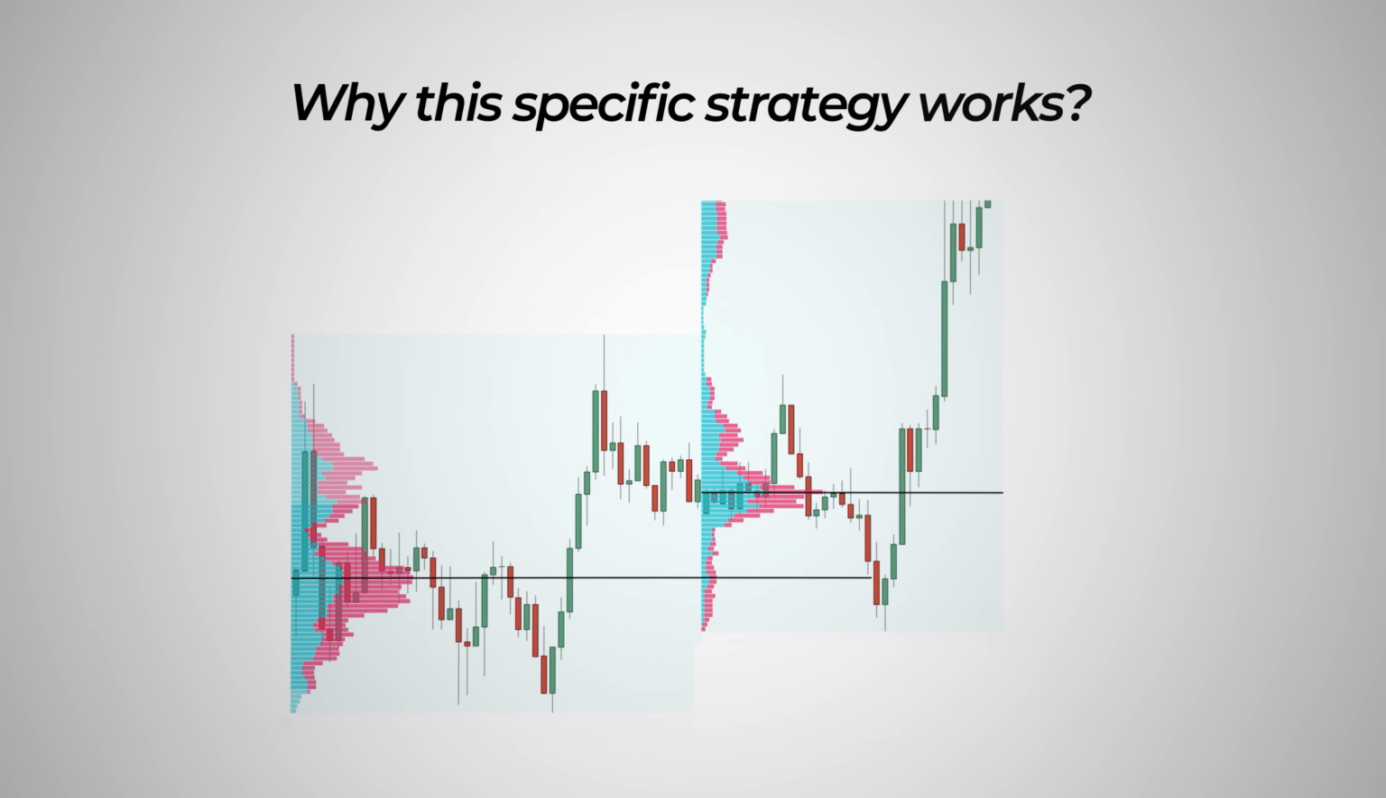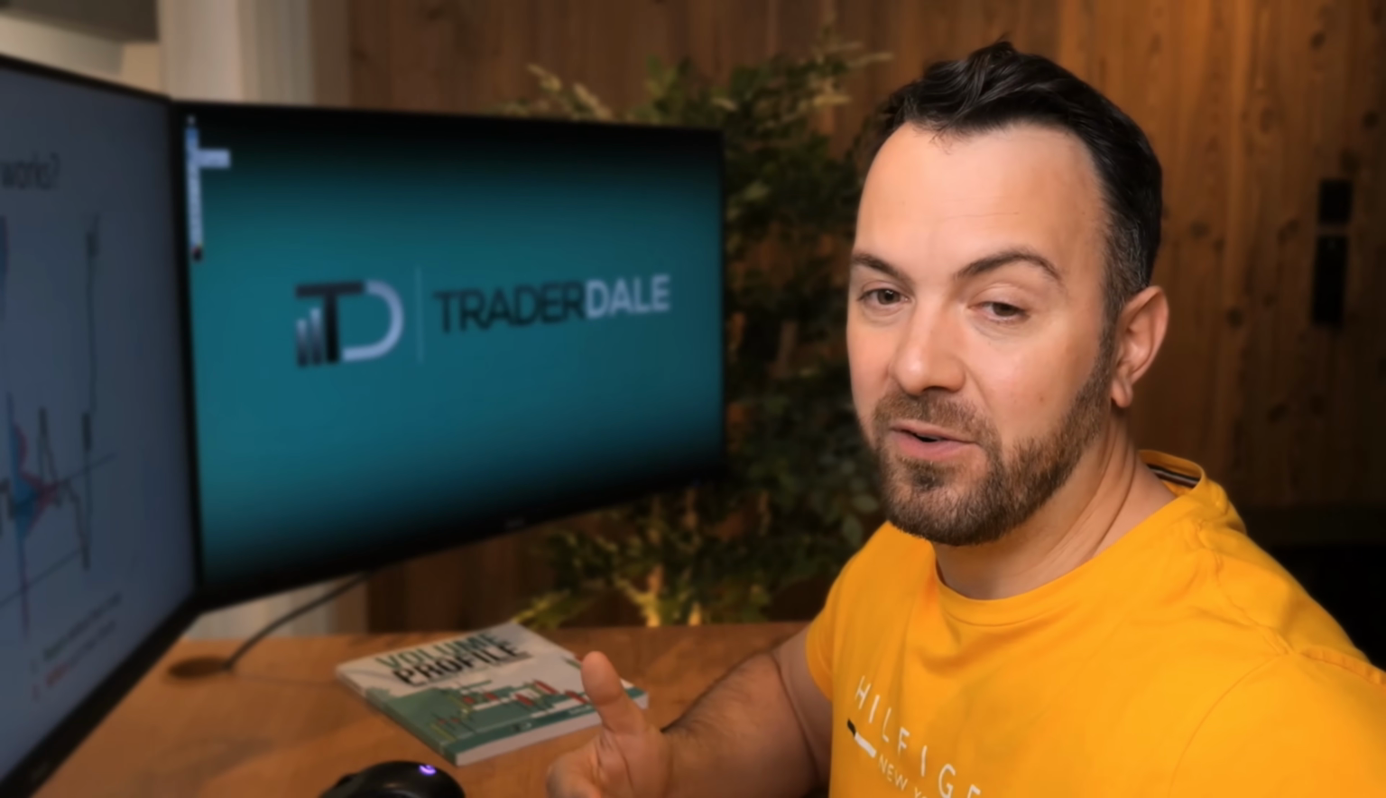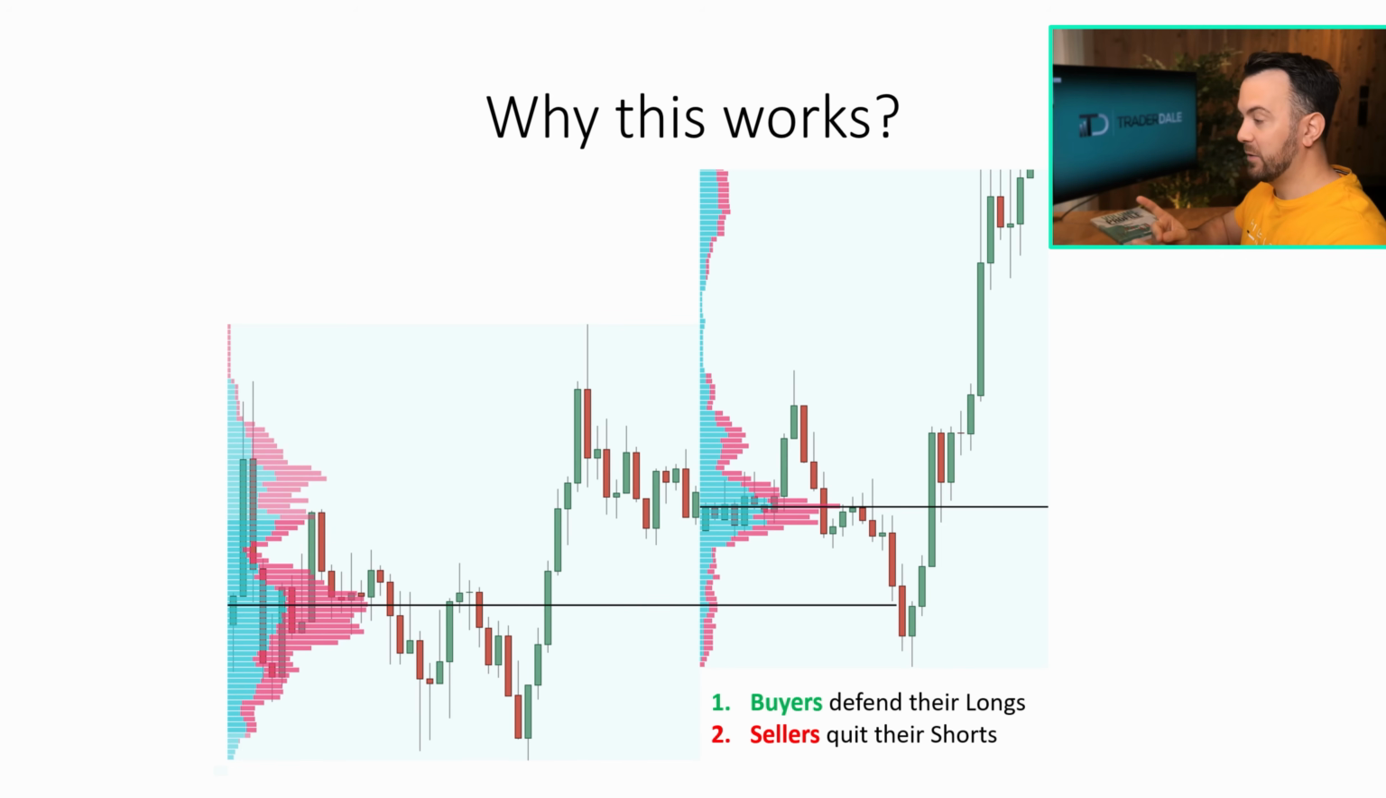Now, at this point, I would like to tell you why this specific strategy works. What's the logic behind it? Because I'm a firm believer that you need to believe in a strategy. You need to know why it works before you start trading it. Okay, so here is why this one works. There are two factors why the price likes to react to the point of control line.